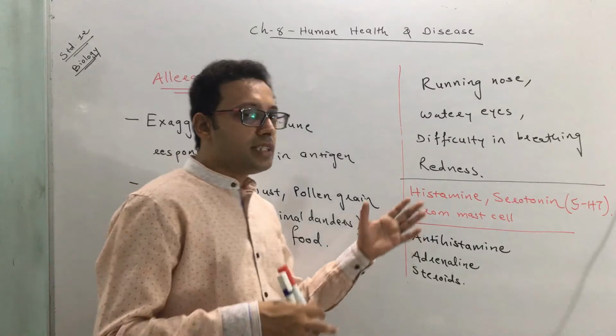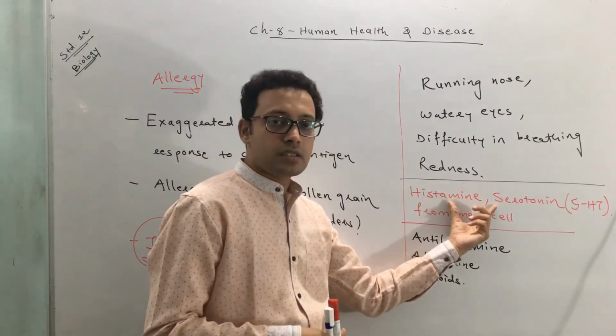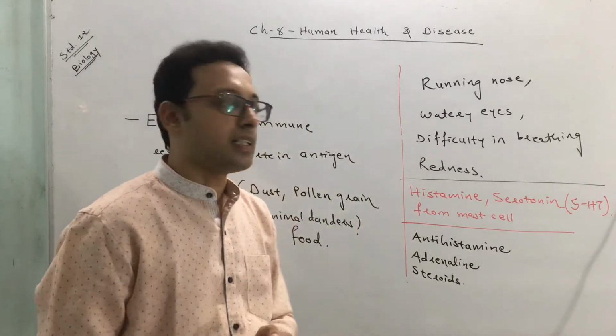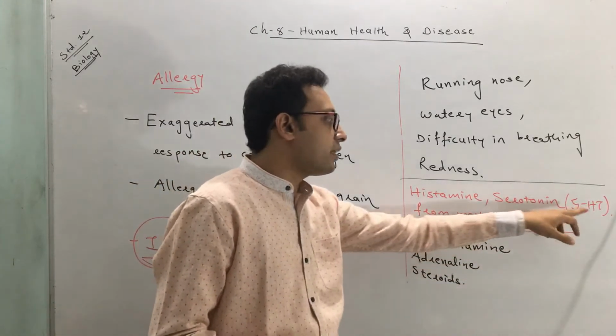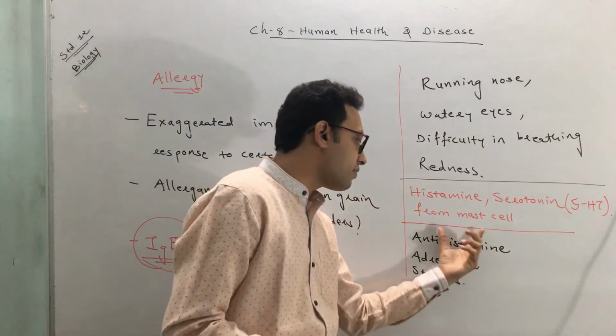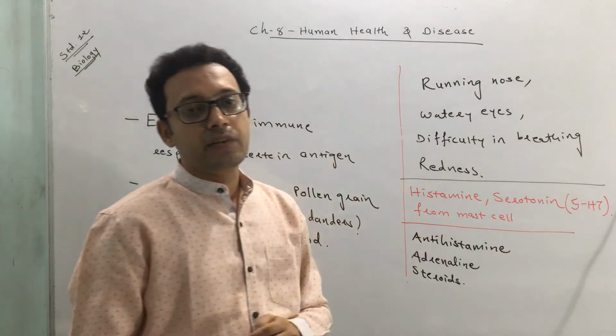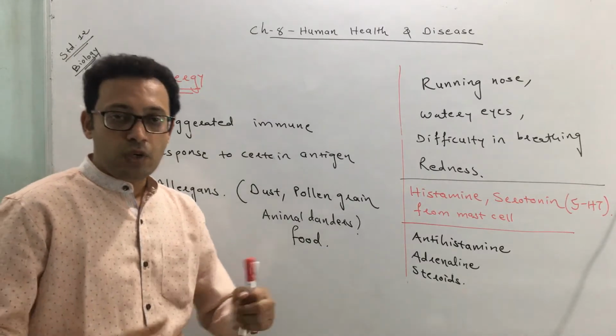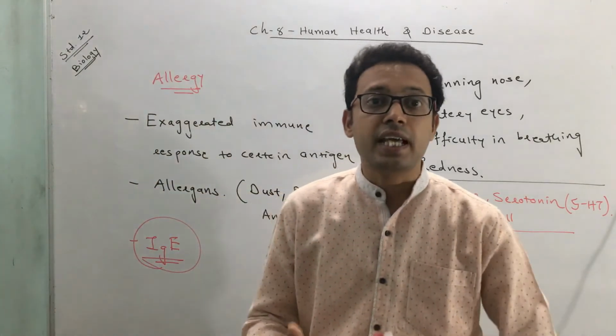Okay, these symptoms are due to a release of chemicals. The names of the chemicals are histamine and serotonin from mast cell. Okay, serotonin can also be called 5-HT, and it needs a treatment. The treatment is, you can give antihistamine, adrenaline and steroids. Okay, now one more thing that is left in allergy, that is diagnosis.